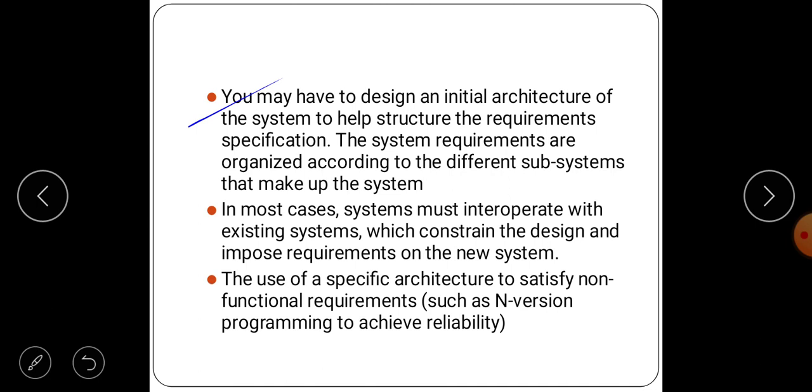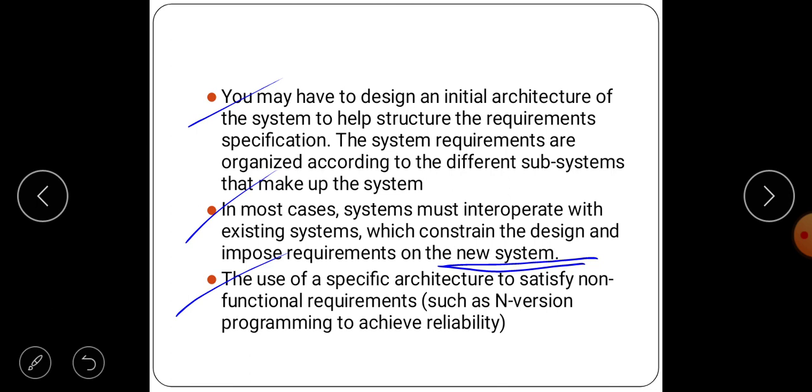Means you have to explain the subsystem in detail. Okay, in most cases, the system must interrupt with the existing system, which constrains the design and imposes requirements on the new system. Okay, means in most of the cases the system must interrupt with the existing system.